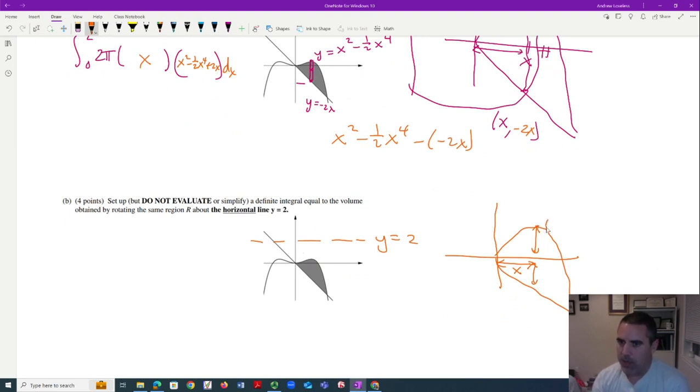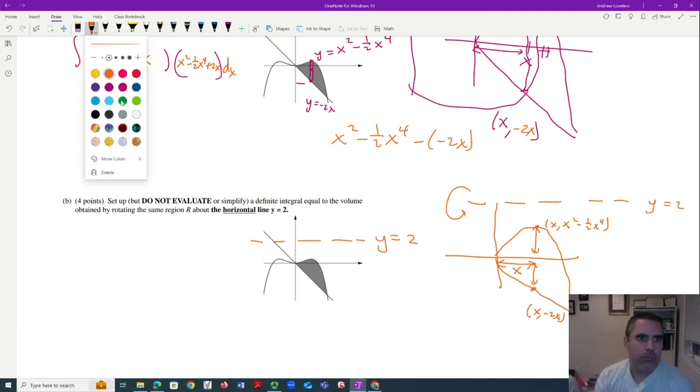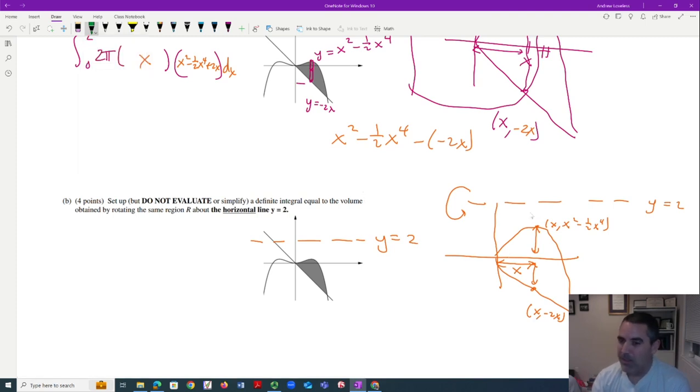So we have that little spot labeled x comma, whatever we said it was, x squared minus 1/2 x to the fourth, not 1/2. And we have this dot labeled as x, negative 2x, and we're rotating around the line y equals 2. And so you should first see that now we're talking about washers. How do I know we're talking about washers? If you take this point and rotate it around.